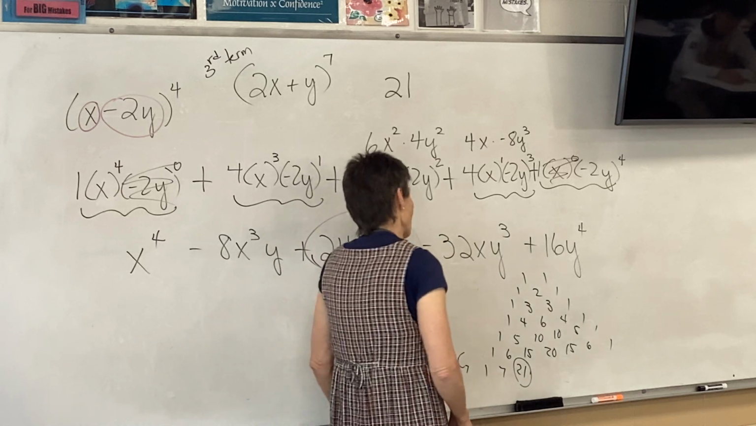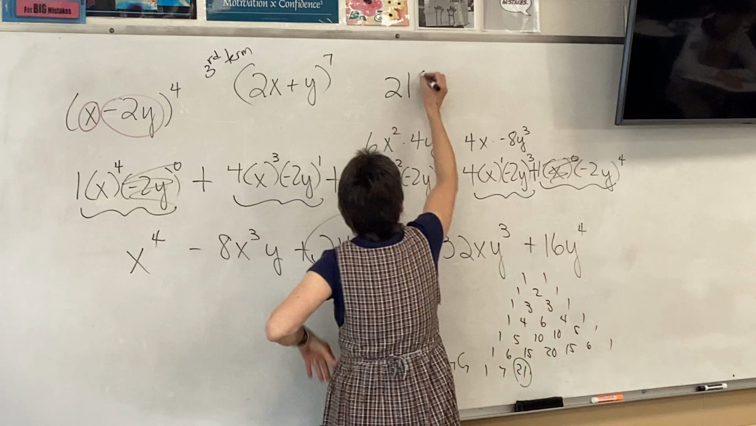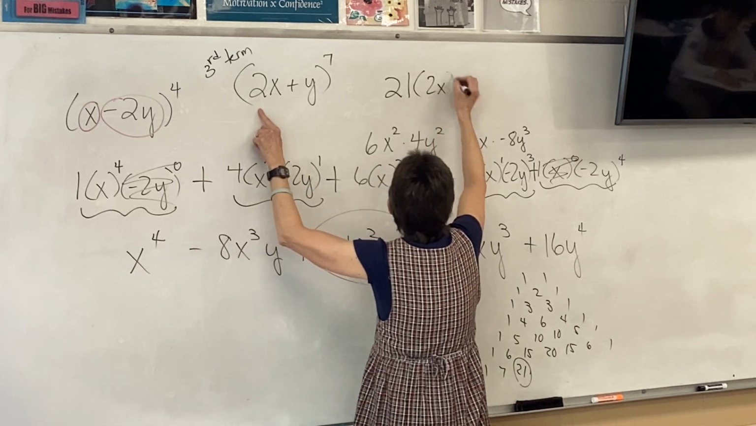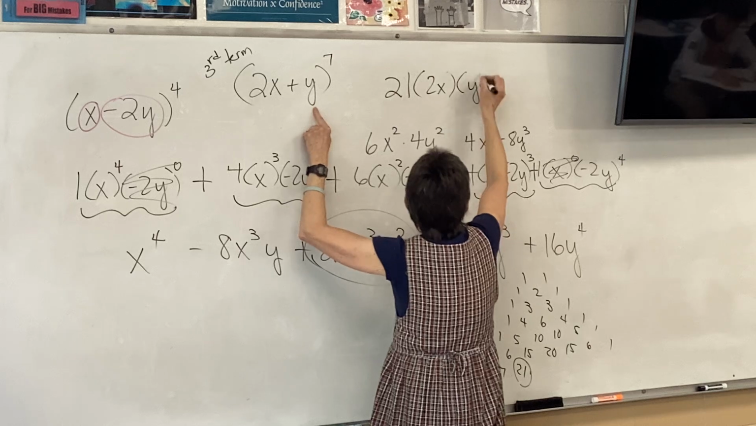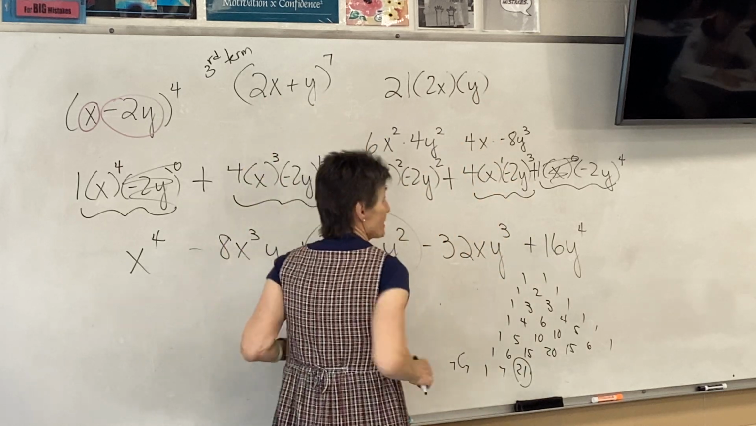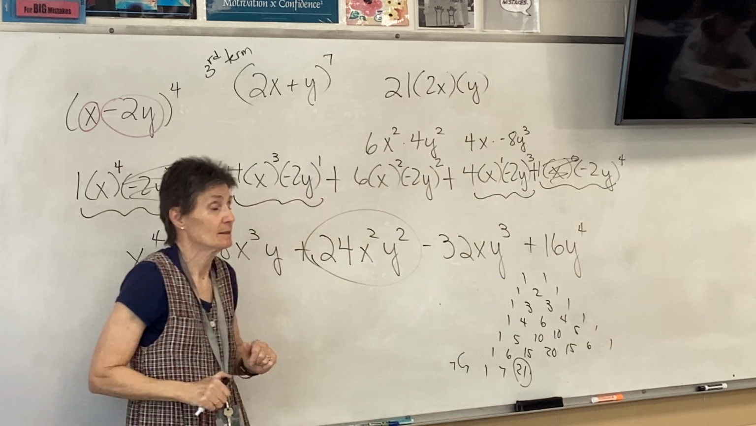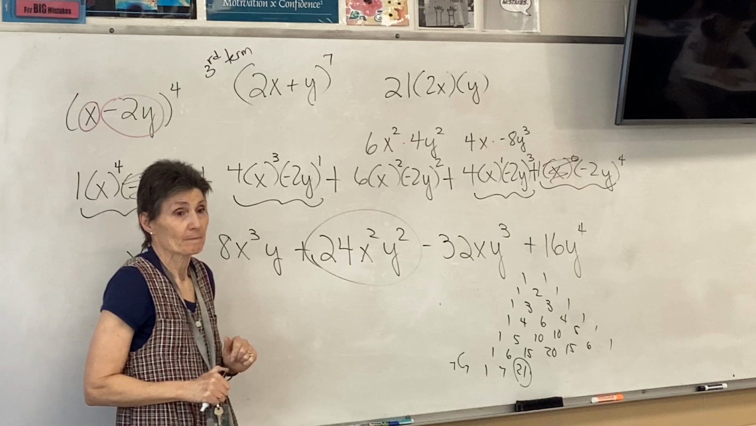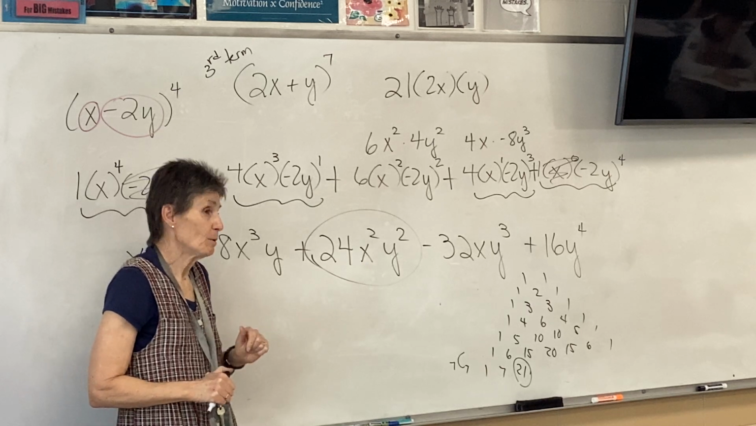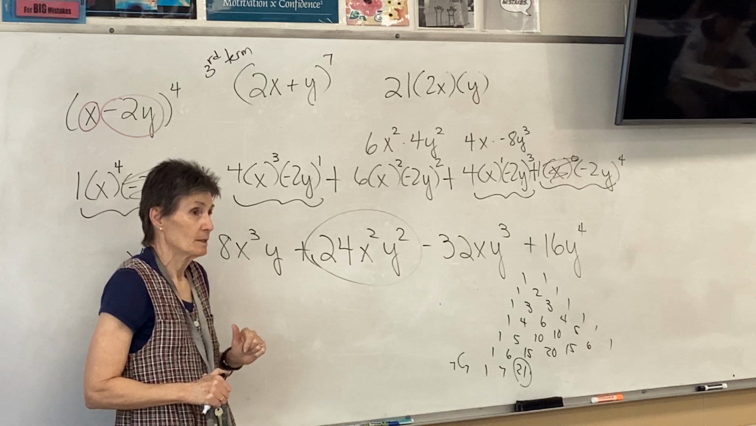Once you figure out what your number is, next to it you're putting a 2x and a y. Those are the two parts of that problem, 2x and y. Now you need to put your exponents on.